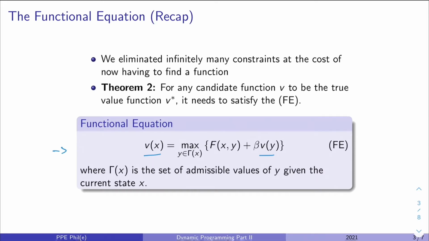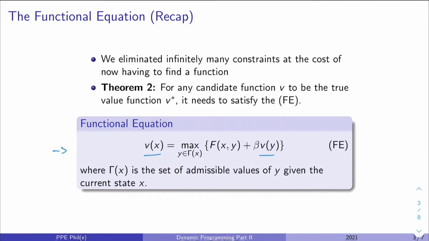And this actually gave us a necessary condition, which said that for any candidate function v to be the true value function v star, we know that it must satisfy the functional equation. And this is actually what Stokey and Lucas call theorem 2 in their book. Now, you might say, okay, well, are we done? What else do we need?